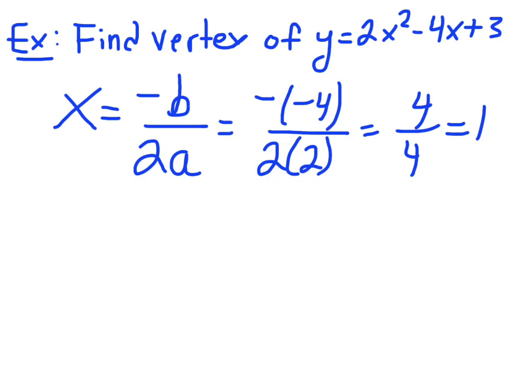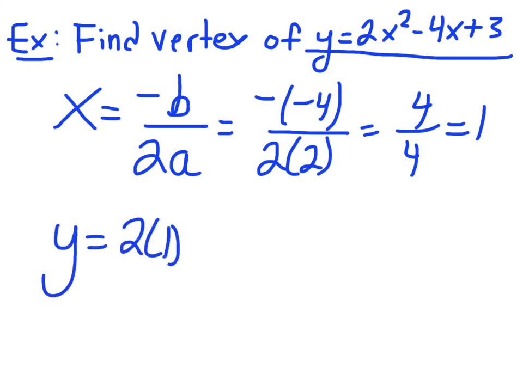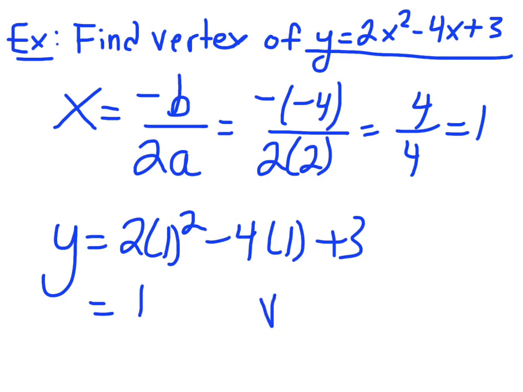Now to find the y coordinate, all I need to do is sub that 1 back into the function to find y. So y is equal to 2 times 1 squared minus 4 times 1 plus 3. So that's going to be 2 subtract 4, which is negative 2, plus 3 is 1. So my vertex of this quadratic is 1, 1. Pretty straightforward. Let's see another example.